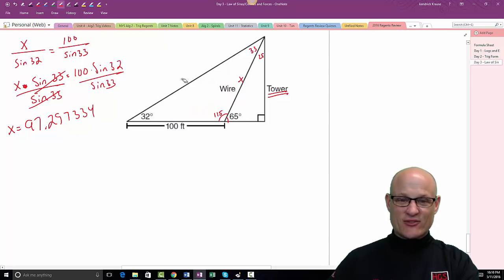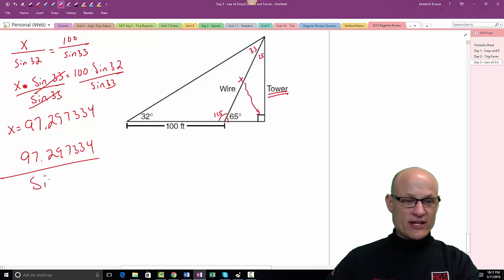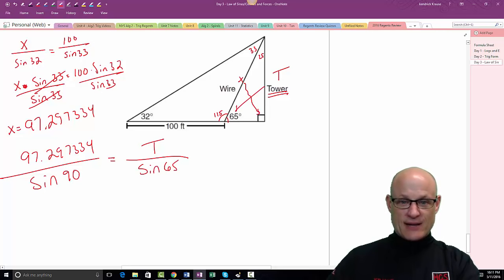That's just this x value here. So now I'm going to put x over the angle opposite it, 97.297334 over the sine of 90. And yes, I know the sine of 90 is 1. Stop telling me that. Getting angry. I'm going to make angry faces. I'm going to get my angry eyes out. All right, the tower, I don't know what we'll call it. We'll call it t. T for tower equals over the sine of 65. That's the thing that's opposite it.